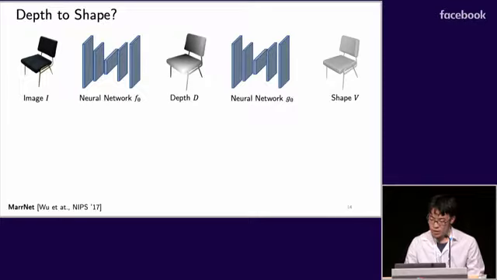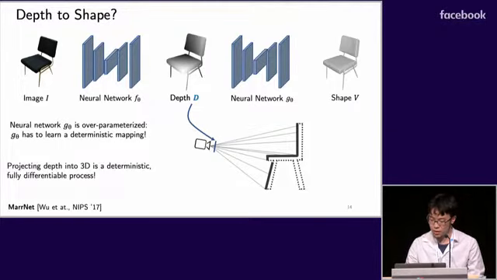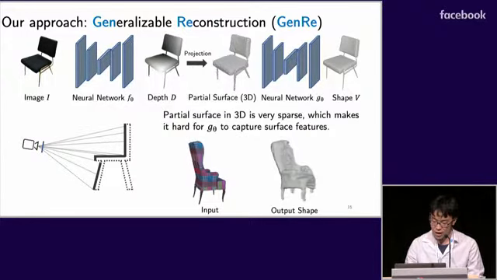However, we observe that the second neural network, under such design, is always over-parameterized, as it has to implicitly learn a deterministic projection process, which is essentially parametric-free. As the depth image can always be projected into 3D space, we can explicitly perform this operation in a fully differentiable fashion and let the second network only perform surface completion in 3D space without having to learn this process explicitly. But we empirically find this approach problematic as the partial surface is very sparse in input space. It's very hard for the network to capture local surface features and to perform the job efficiently.